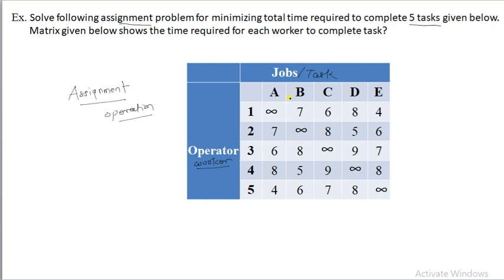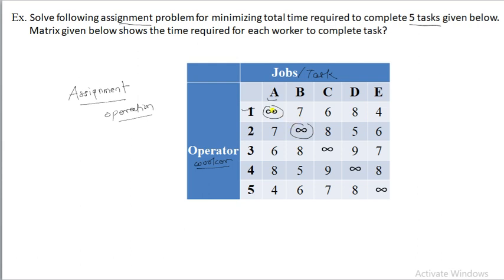But there are some restrictions. Here you can observe the restrictions as given. That means this first worker cannot do job A. Here the restriction is given as infinity, or sometimes simply a dash is provided. So that means this first worker cannot do job A, and this second worker cannot do job B. These are going to be the restrictions in this particular problem.